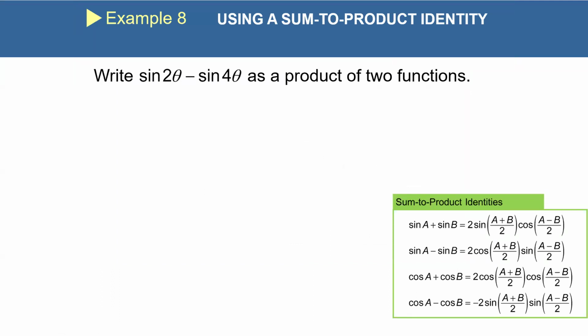All right, so we have sine 2 theta minus sine 4 theta. Which rule are we using? The second one. So for the second one, our A equals 2 theta and our B equals 4 theta. And do we have to do any manipulation? No, because it's already set up.